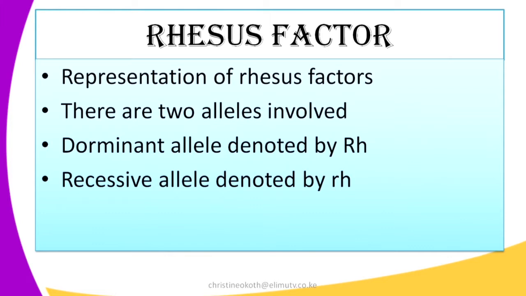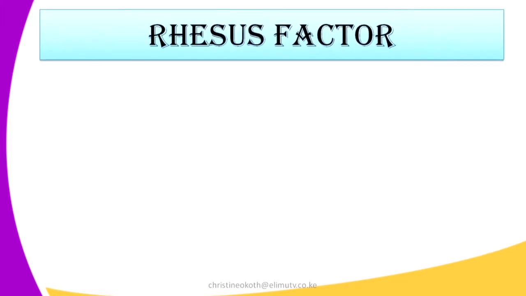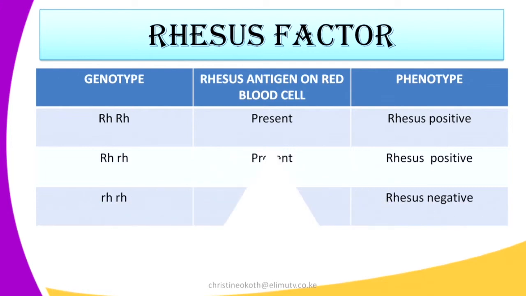So how do we represent this rhesus factor if you're doing the crossover? There are two alleles which are involved. If you have the dominant allele, it is denoted by capital R and a small h. It means you are rhesus positive. While if it is the recessive allele, it is denoted by a small r and a small h. So this is how the genotype is represented.